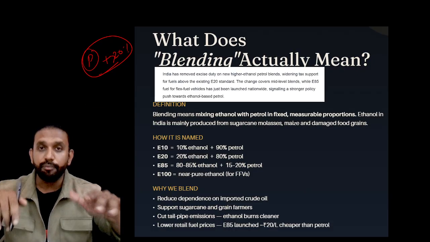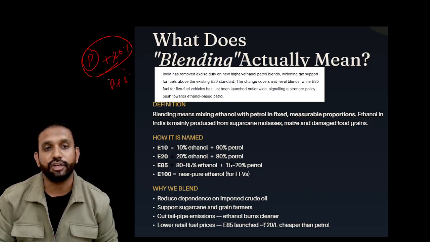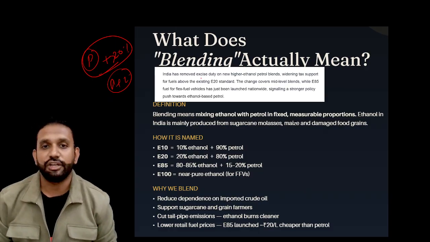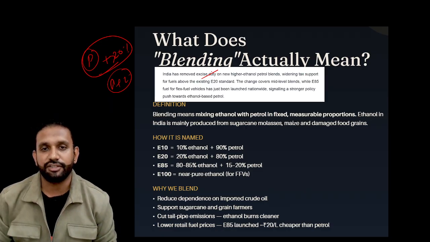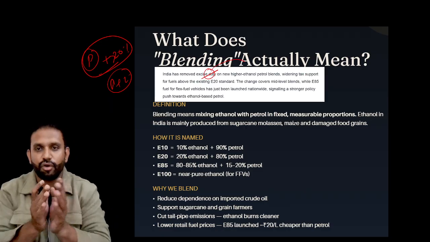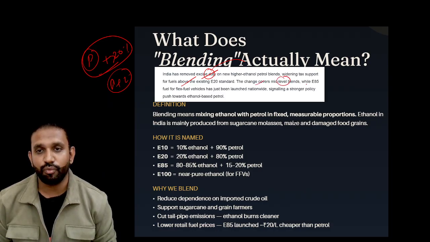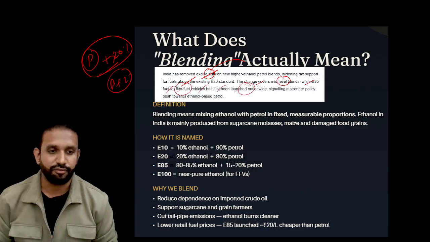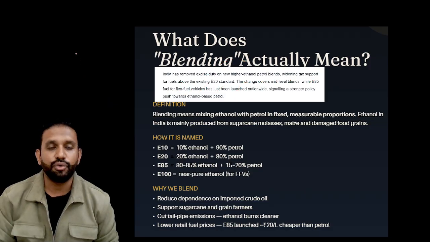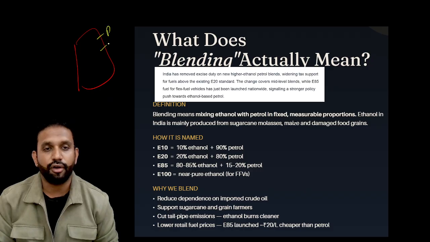If any oil company is producing petrol plus ethanol of more than 20%, that company need not give excise duty, since the government is exempting it. So you got very big tax support from the government side, right or wrong? The change covers mid-level blends, while E85 fuel for flex fuel vehicles has just been launched nationwide. Flex fuel is nothing but a vehicle you can run either on petrol or on ethanol.